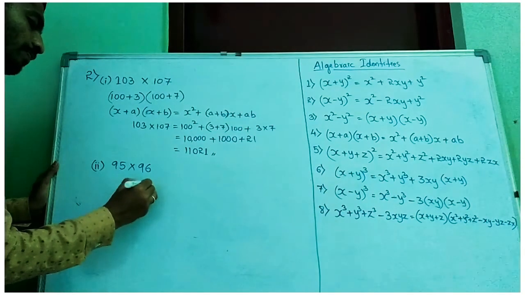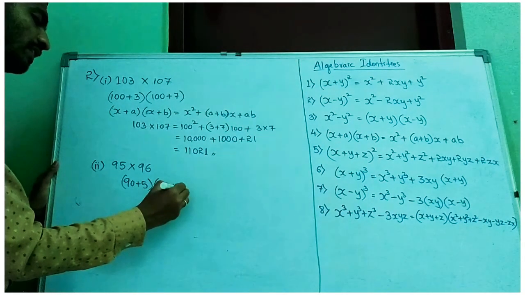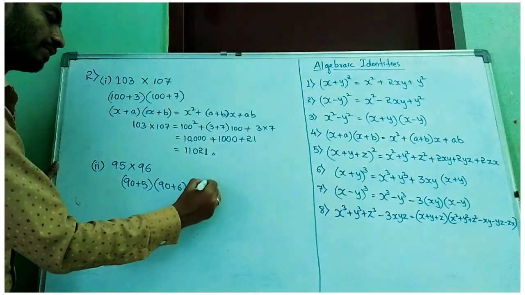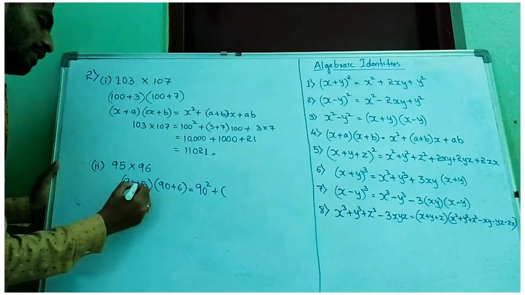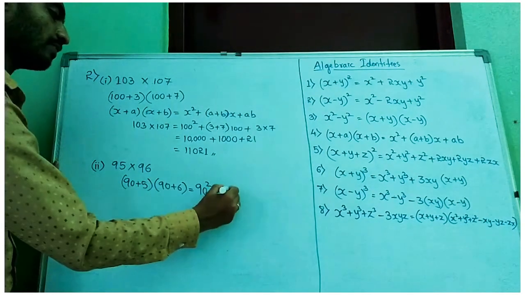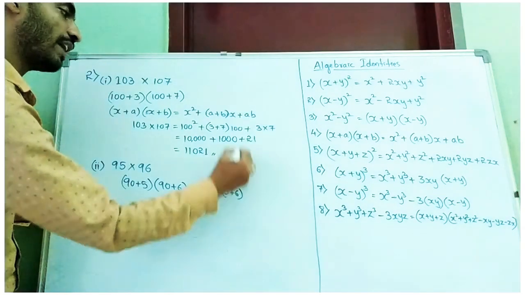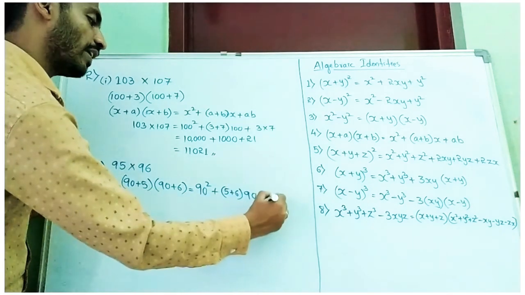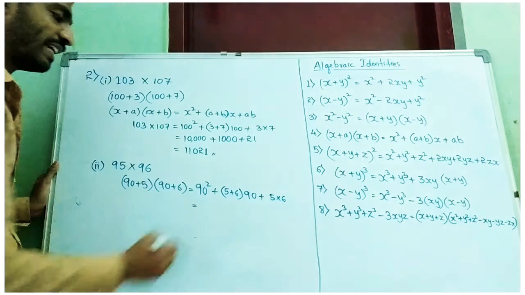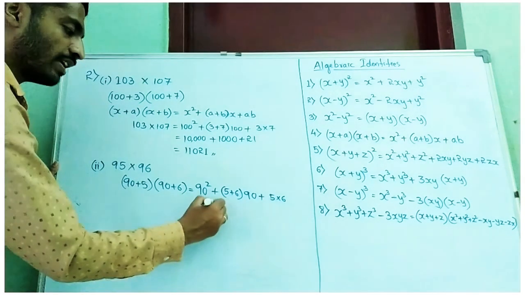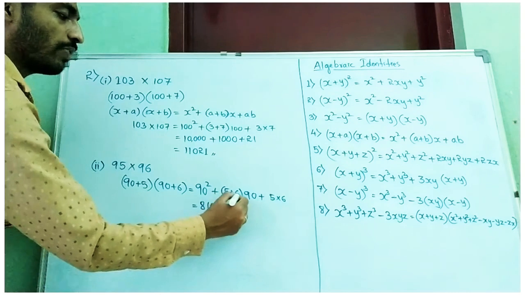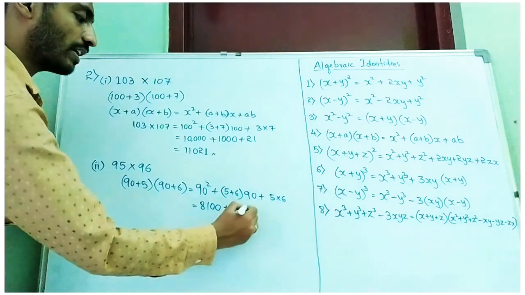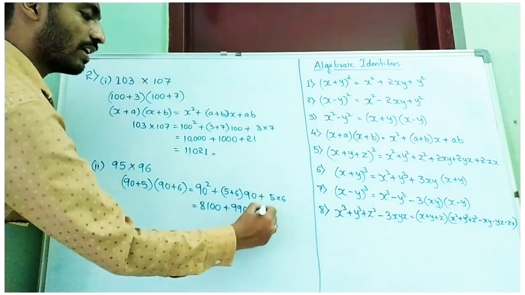Next, (90 + 5) into (90 + 6). So what is our formula? x² is there, x² means 90², plus (a + b). What is a here? 5 plus 6, 5 + 6 into x. x means 90. Plus ab, that is 5 into 6. So 90² is 9 nines are 81 and 2 zeros are there, plus 5 + 6 is 11, 11 nines are 99, so again 0 is there, plus 5 sixes are 30.